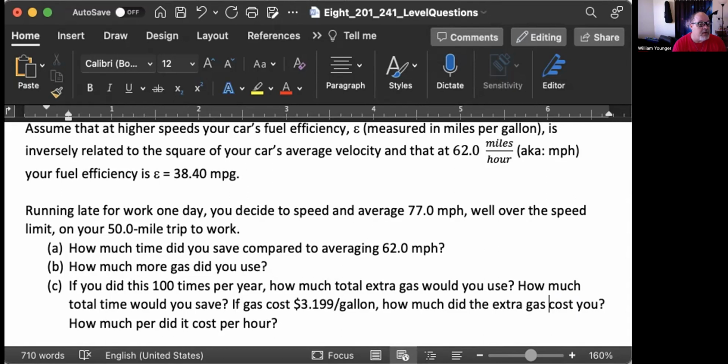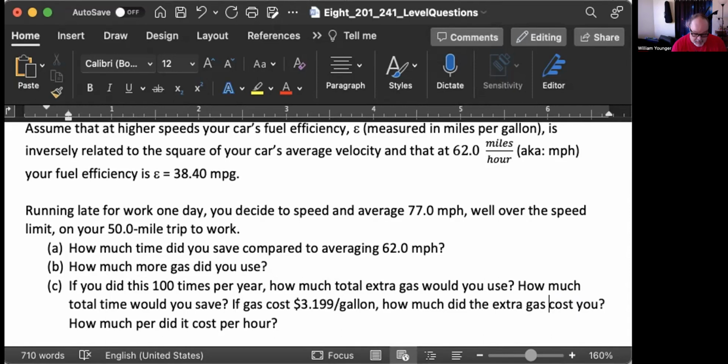And then C, at 100 times per year, delta V gas per year equals question mark. Let's say the cost per year is equal to question mark. That's the second part of part C.